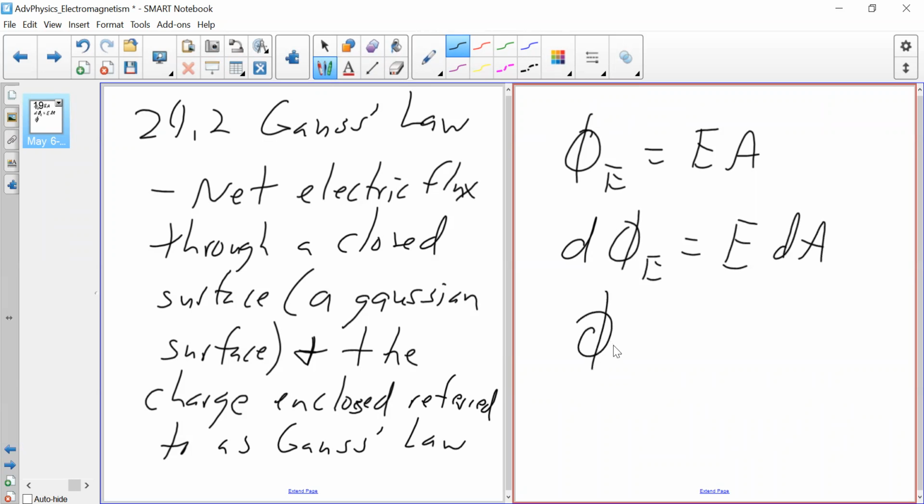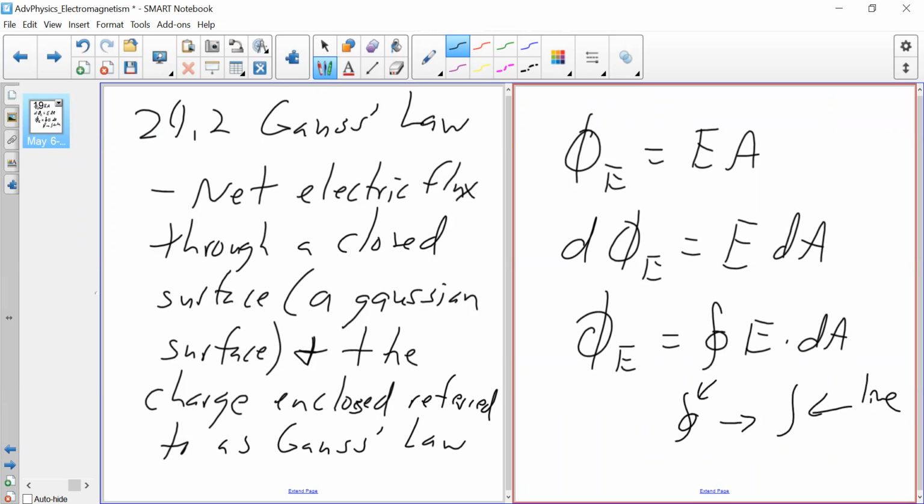When we integrate, we get something like this. We integrate the left side first, E dot dA, which becomes just EA. So the difference between this integral here versus this one is that this would be more or less a line integral, and this would be a surface integral.